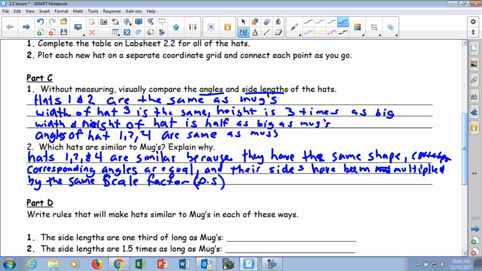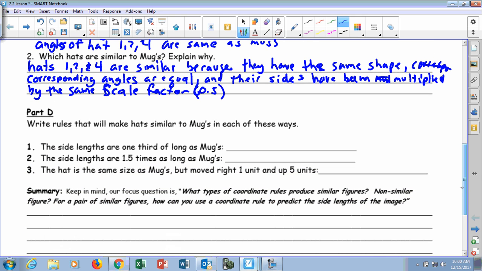All right, so let's see if we can figure out how to make some rules. I know we're almost at the end here. Okay, and that worksheet I gave you is homework. So if the side lengths are 1/3 as long as Mug's, what would our rule be? What would our rule be? Anthony. Yeah, so 1/3 x, 1/3 y. That's what you would do, right? This would make the figure smaller, right? Because 1/3 is smaller than 1, right?